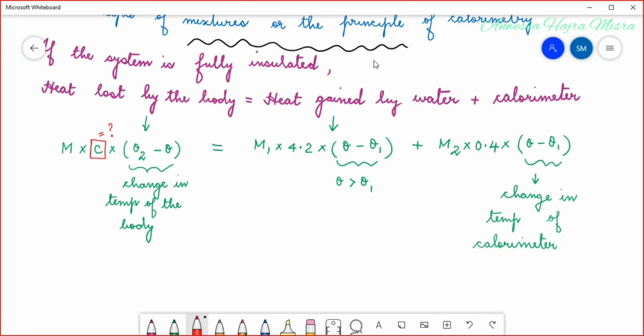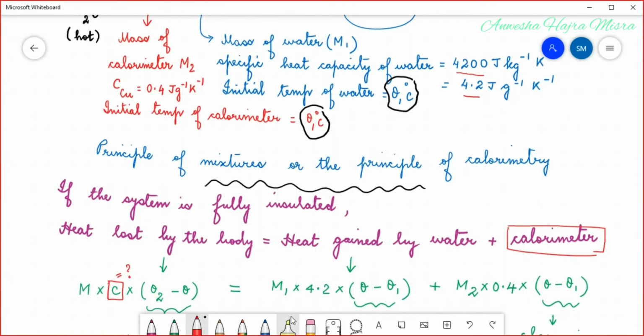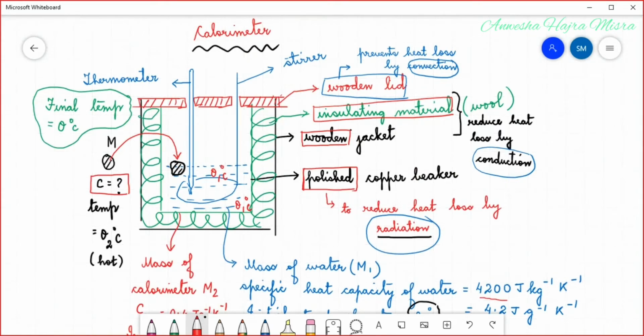Now at times, this calorimeter is not mentioned in the numerical. In that case, this can be ignored as this value is very, very small. At times, when the calorimeter is not mentioned in the sum, then we can ignore the heat taken by the calorimeter.